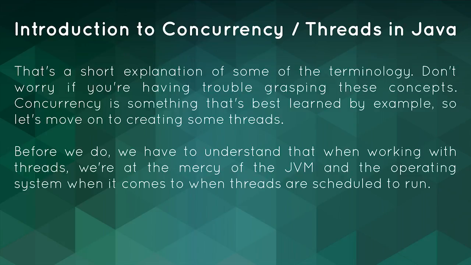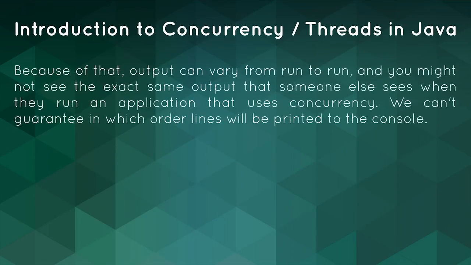But before we do, we really have to understand that when working with threads, we're at the mercy of the JVM, the Java Virtual Machine, and the operating system when it comes to when the threads are scheduled to run. Because of that, output can vary from run to run, and you might not see the exact same output that someone else sees when they run an application on their computer that uses concurrency. As an example, we can't guarantee in which order lines will be printed to a console because of the very nature of threading itself. But that's it in a nutshell.